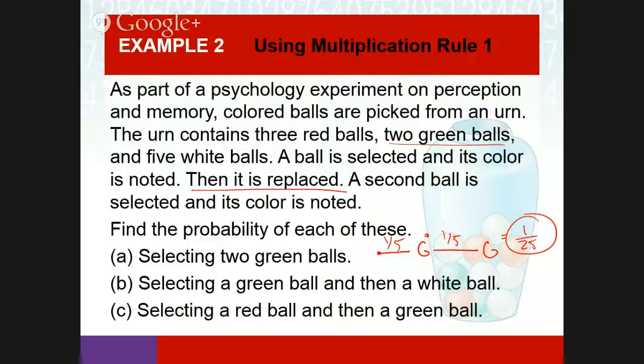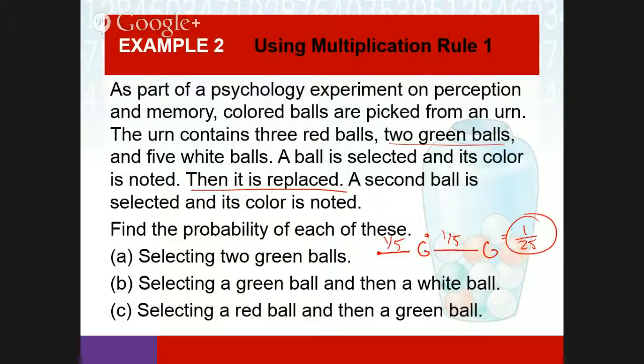If you do 2 out of 10 times 2 out of 10, that would be 4 out of 100, which is 1 out of 25. I guess in the wording, I didn't realize we needed to do it twice. I didn't think A was asking for it twice. A is saying you're selecting 2 green balls. Right. So the first branch would be your first green ball, and your second branch would be your second green ball. Okay.